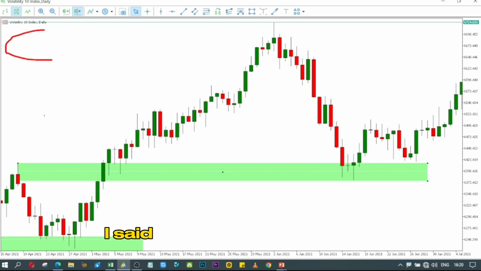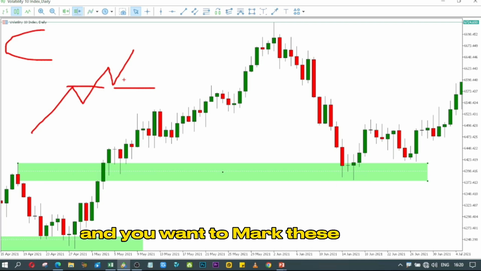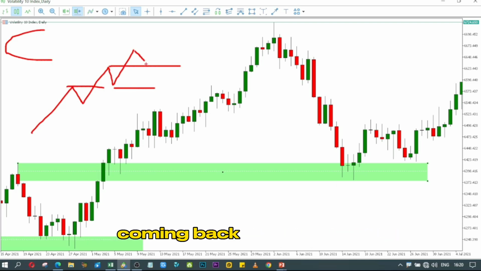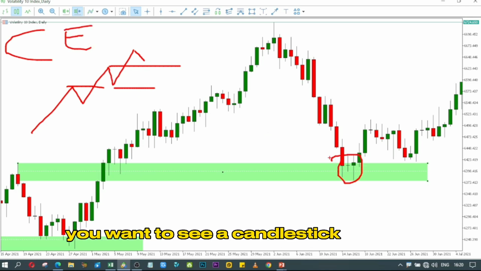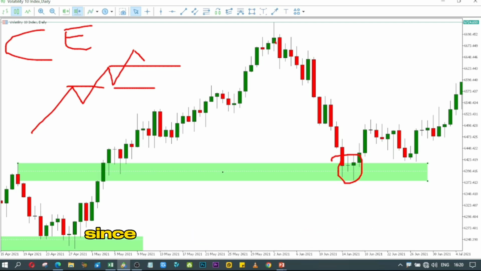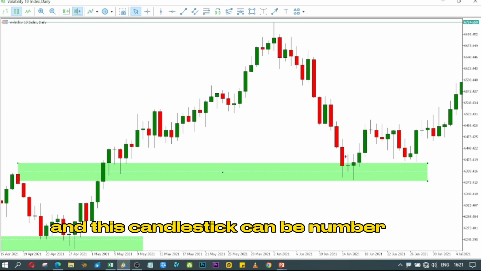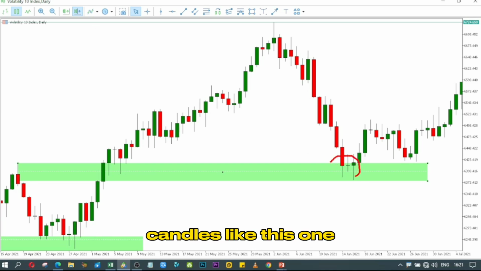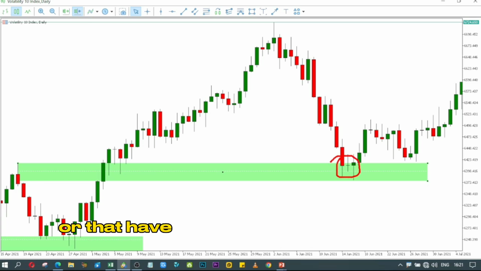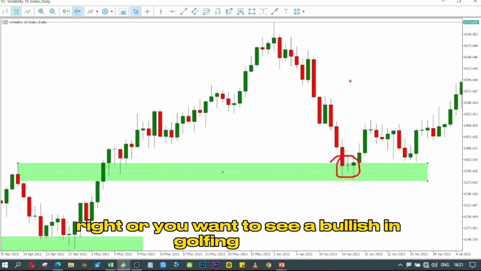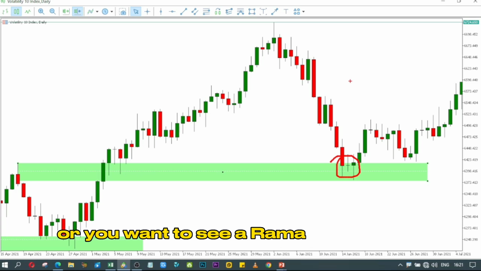So for the conditions, I said you want to see a trend and you want to mark these zones, and then you want to see the market coming back into the zone. For the entry now, on the CEST, you want to see a candlestick pattern that shows you that the market, since it was moving into this zone, has successfully held the market. And this candlestick can be, number one, indecision candles like this one, a candlestick that has no body, or that has very long wicks and very small bodies, right? Or you want to see a bullish engulfing candle, or a hammer candle, right?